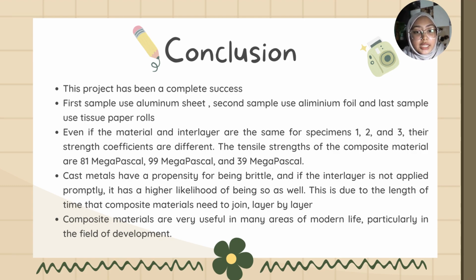Even though the material and interlayer are the same for specimens 1, 2, and 3, their strength coefficients are different. The tensile strengths of the composite materials are 81 MPa, 99 MPa, and 39 MPa. Cast material has a propensity for being brittle, and if the interlayer is not applied properly, it has a higher likelihood of being so as well. This is due to the length of time that composite material needs to join layer by layer.